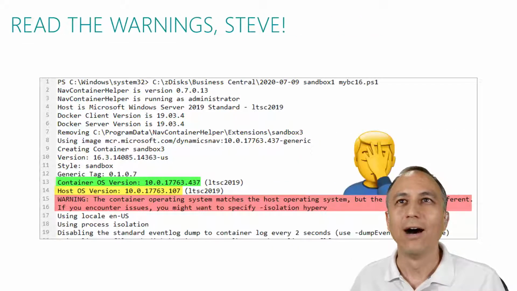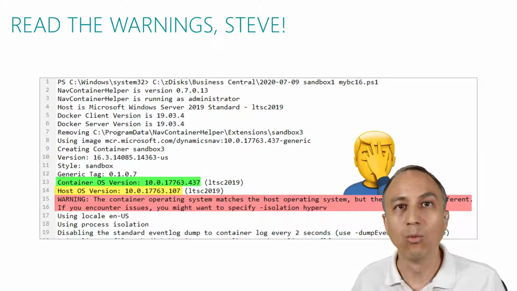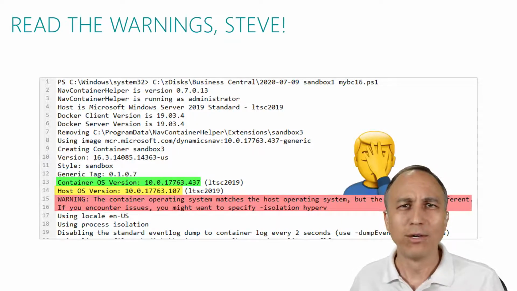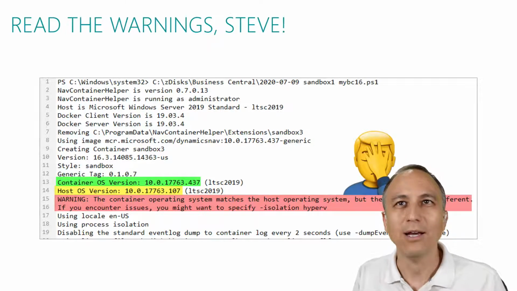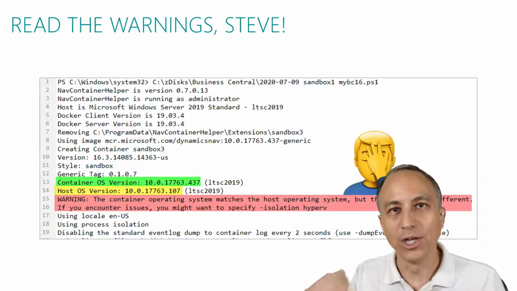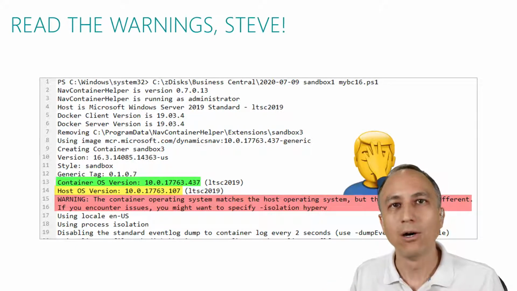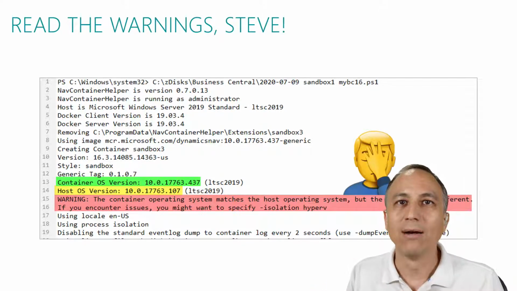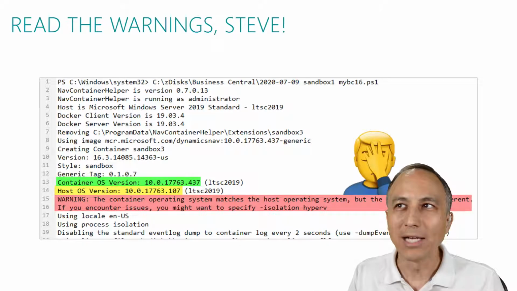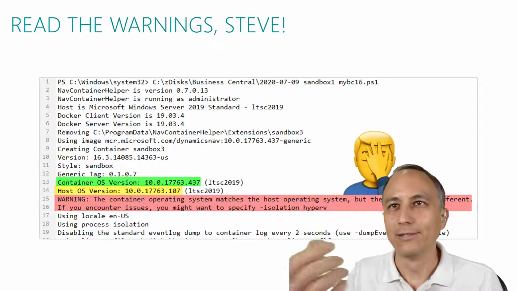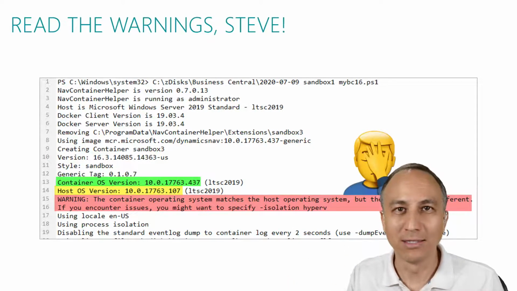Sure enough, I looked through the full build log from a successful container build where I wasn't using a named image. I was wondering, how did Freddy see which OS version I was using? Well, I looked in the full log that I later submitted, and sure enough, here it is: container OS version. The OS version that the generic image has to use was 437, but my host OS version was 107, right there in the NavContainerHelper build log, warning that the container operating system matches, but the revision is different. And if you encounter issues, you might want to specify isolation Hyper-V.